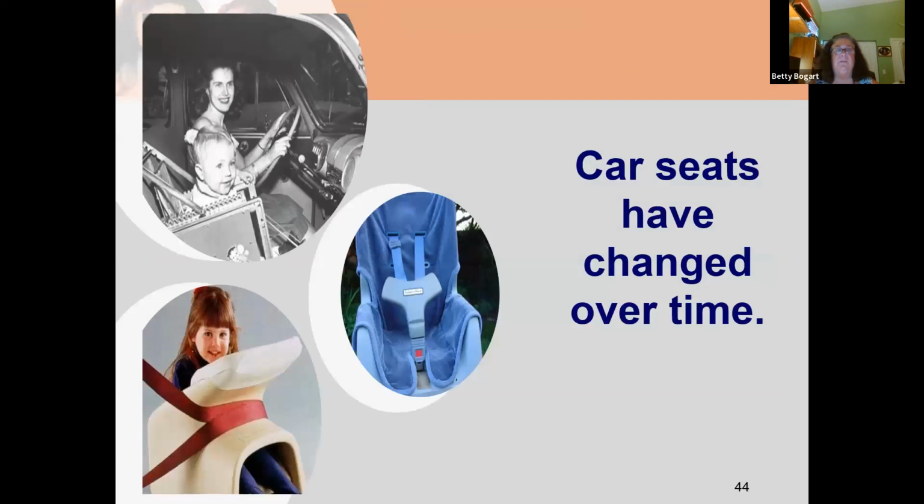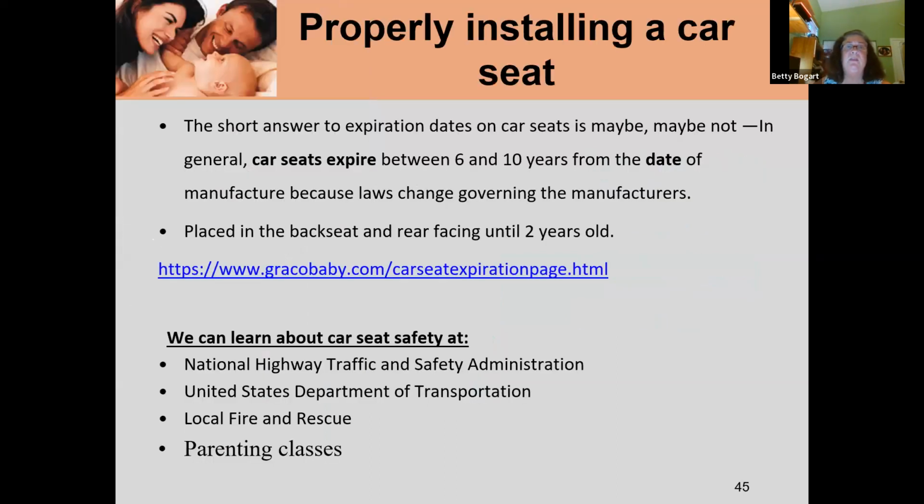Now, car seats. Car seats should be used for infants up to the age of 2, rear facing, in the back seat. I remember that silver box there. I remember my brother being in that many, many years ago.